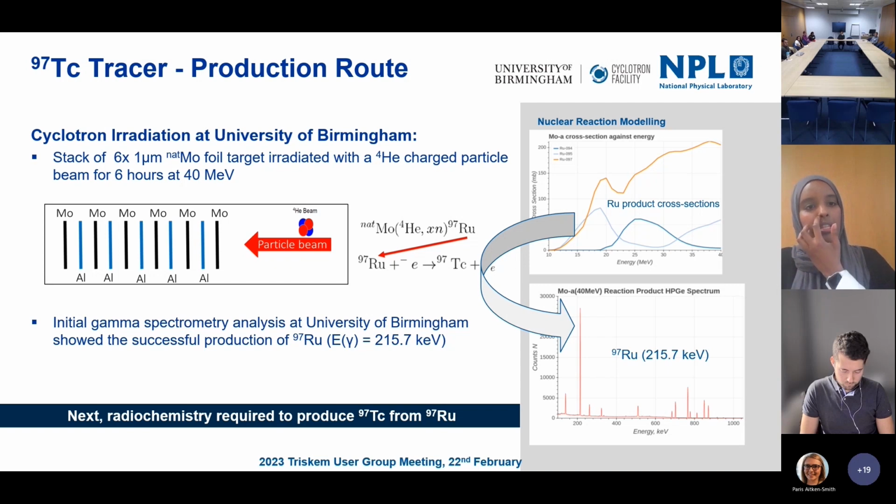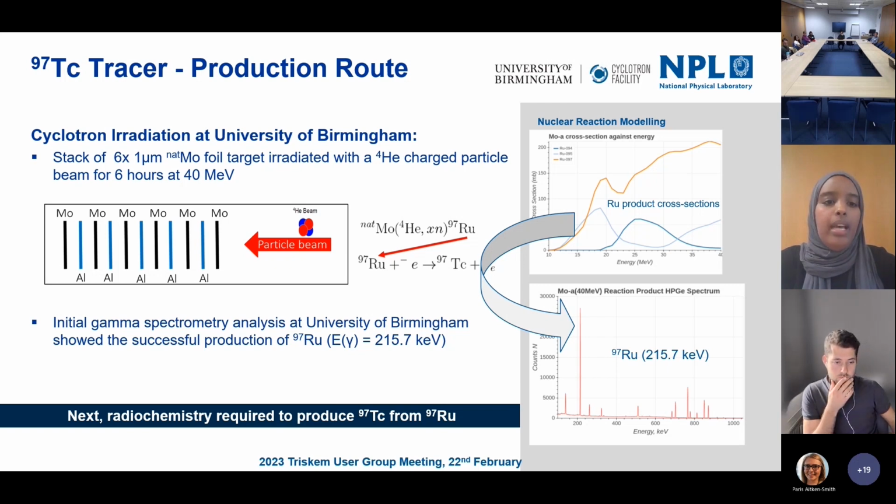allow that then to decay down to Tech-97. So with this particular project, what you really need is a nice way of pre-concentrating your ruthenium-97, removing the bulk material, which is the molybdenum, and find a way to demonstrate that you collected an isotopically pure Tech sample.